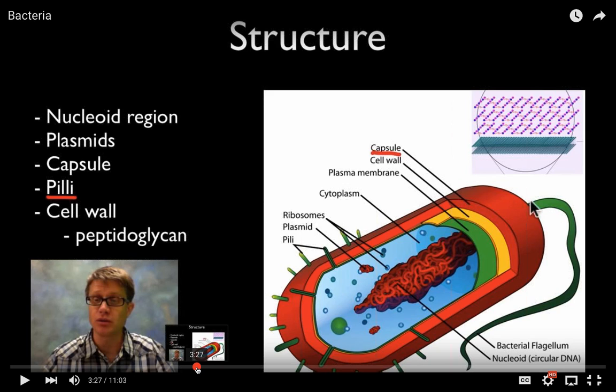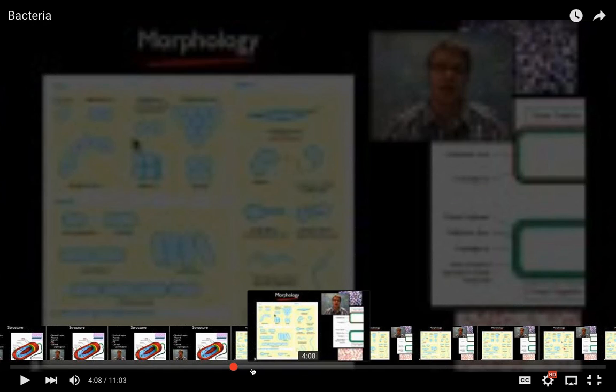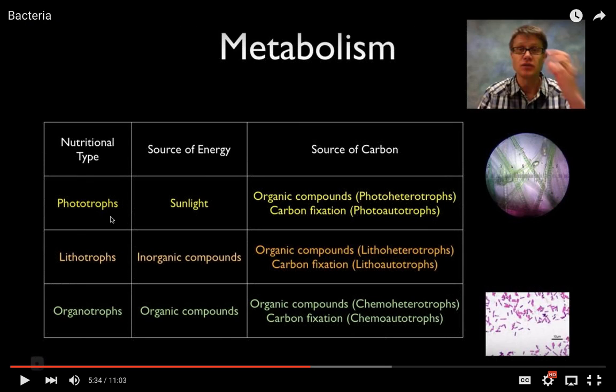Excellent. Keep going. Okay. So also from the video, bacteria basically do every kind of metabolism. So they're phototrophs, so they use light to create food. They're lithotrophs, they eat inorganic material like chemicals. And they're organotrophs, so they eat plants and organic material like that. Yeah, like us. We are also organotrophs. Okay, excellent.